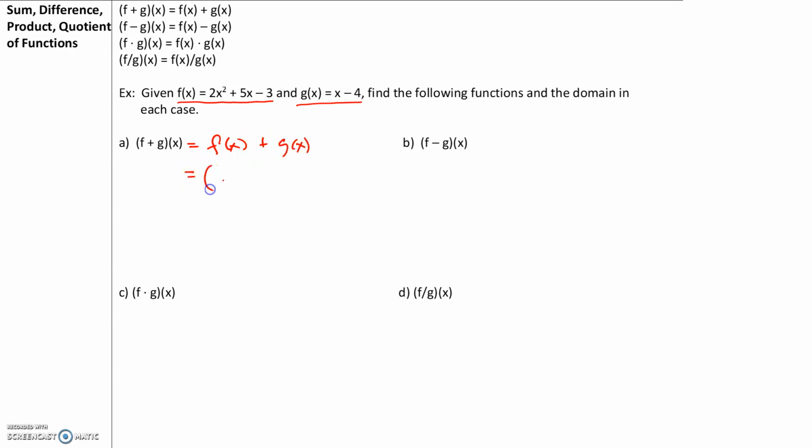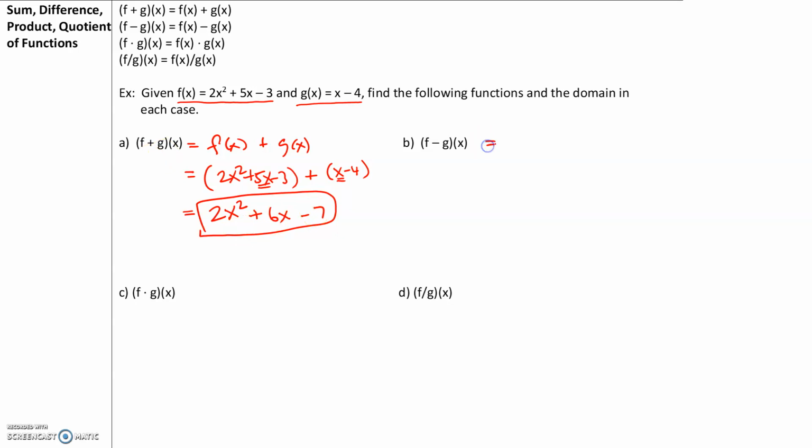So f of x is equal to 2x squared plus 5x minus 3. Make sure you always use parentheses. g of x is x minus 4. If we combine our like terms, we have a 2x squared. Then we have a 5x and an x, so 5x plus 1x is 6x. And then we have a negative 3 plus negative 4, that's a negative 7. So f plus g of x equals this, which means you're adding the two functions.